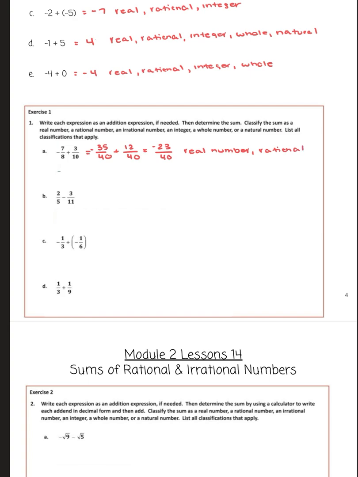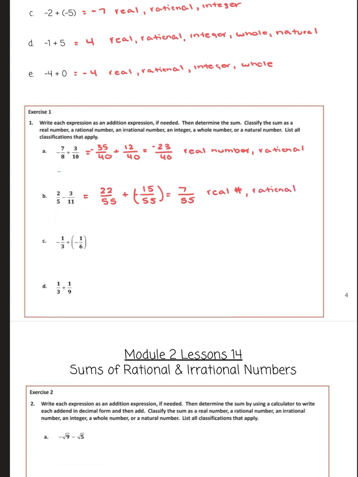Same thing for B. Even though here it says sum, we're still going to add. So here we have 2 over 5 minus 3/11. Again, we have to have common denominators. They both have 55 in common. Since they're saying sum, I'm going to go ahead and add and make that a negative. So that gives me 22 over 55 plus a negative 15 over 55, which gives me 7 over 55. We know that that is a real number, and we also know that it is rational.